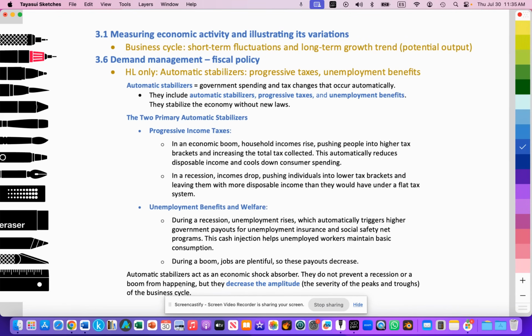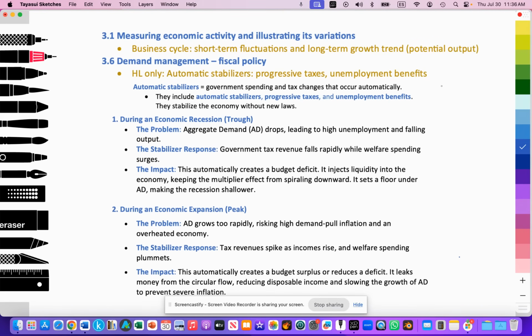Okay, so that's just an overview that you would be explaining, demonstrating your knowledge by defining these terms, explaining what progressive income taxes are and how they impact economic booms and recessions in terms of household spending, and the impact of unemployment benefits on the up and down sides of the business cycle.